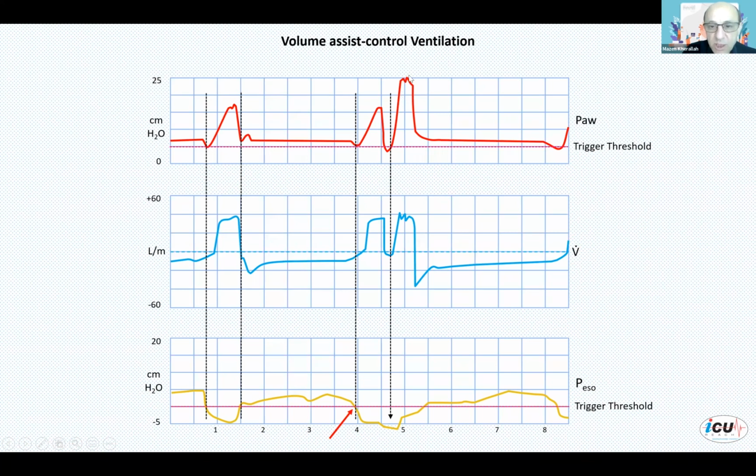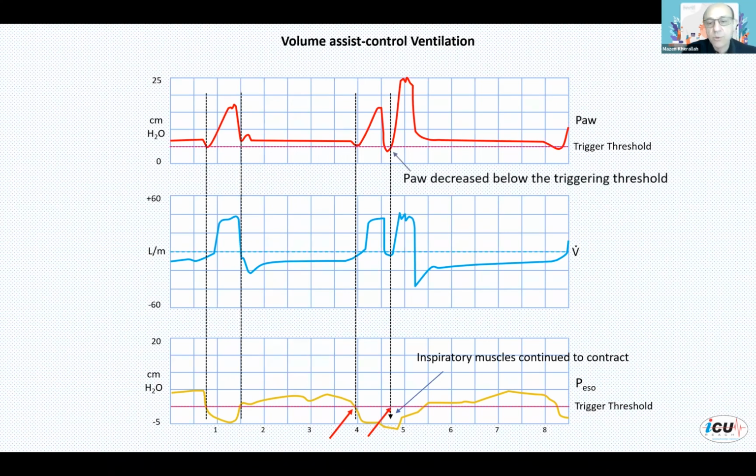The pressure goes up almost double. This is the second tidal volume. This is the flow of the second breath, and the area under the curve is the tidal volume. So the continuation of the inspiration by the patient results in triggering the ventilator again, because the pressure is under the trigger threshold.